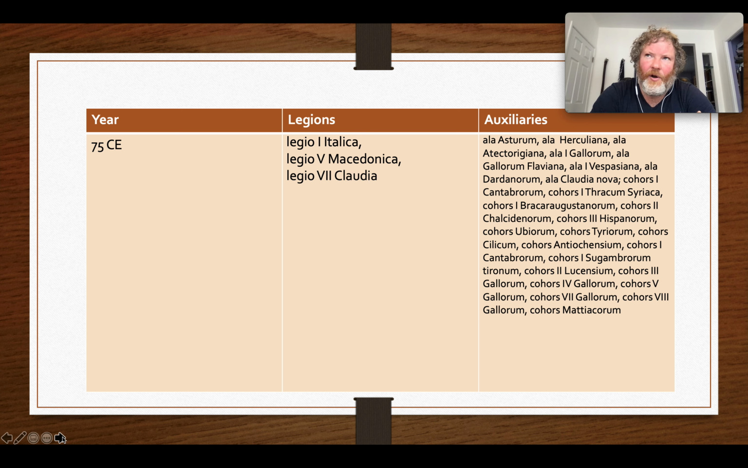It's harder to know for the first few decades of the first century CE, from Augustus to Tiberius, Caligula, and then to Claudius, Nero, etc. It's not until later that we get a better idea. So in this particular case, for instance, we know all these units were there in about 75 CE, the Ala Asturum, Ala Herculeana, etc. So that's a lot, and some legions as well.